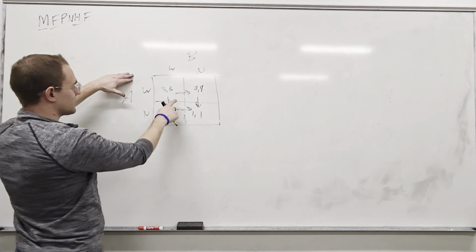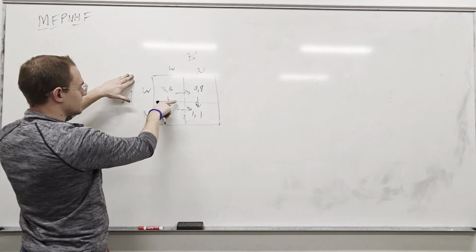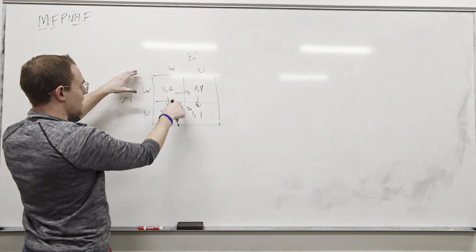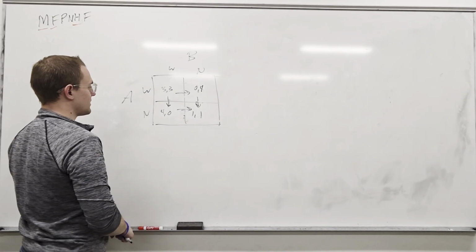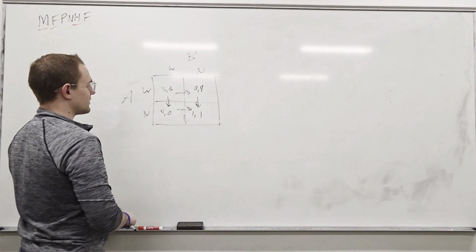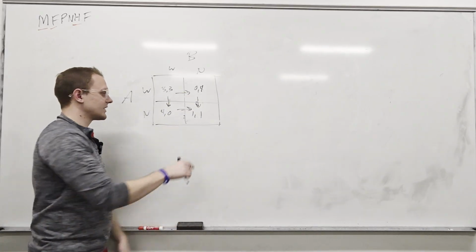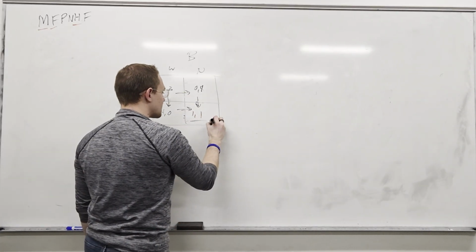Okay, did I solve that backwards? If B whips, A nays. I solved that right. If A whips, B nays. Yeah, it's right. It's all right. Okay, so this is our Nash equilibrium.